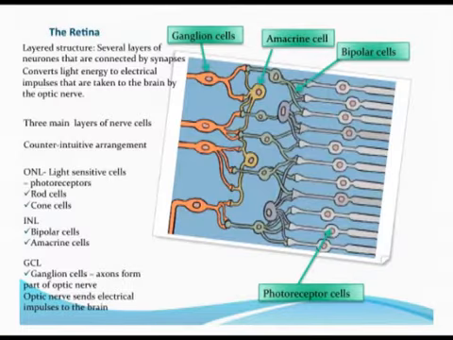And there's three main layers. So the first layer of the retina we have is the outer nuclear layer, which contains the photoreceptor cells, so the light-sensing cells, and these are the rod and the cone cells.